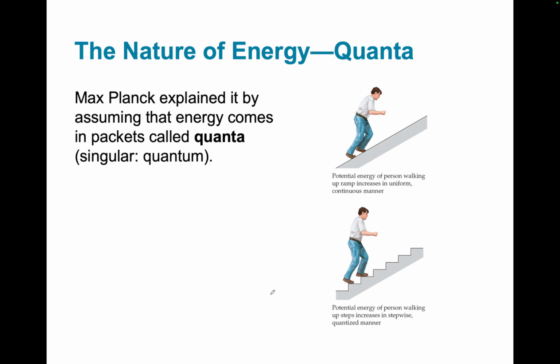Back in the day, we used to think that energy was what we call continuous, where you could just keep on walking up an inclined plane, and as you walked up, you just increased and got more energy. Very uniform kind of thing. Well, Max Planck explained that in fact it's not like that. It's actually what we call quanta, which is another way of saying discrete energy levels.